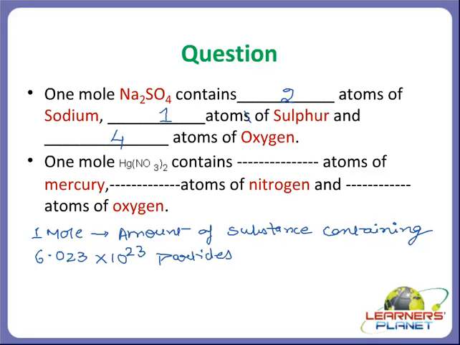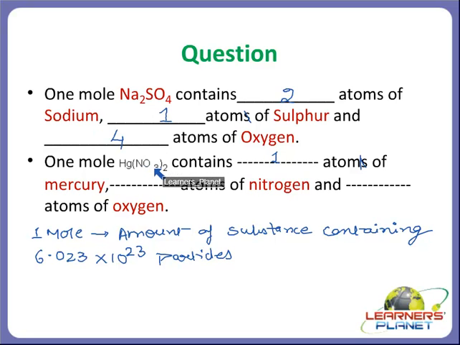Is this question clear? Now to clarify your concept, let's solve another question of the same type. 1 mole of Hg(NO3)2. Hg is mercury, NO3 is nitrate, and here the valency of mercury is 2. So what will be its name? Mercuric nitrate. Clear? Contains dash atoms of mercury. So what is written here? 1. So it has got 1 atom of mercury. Clear?